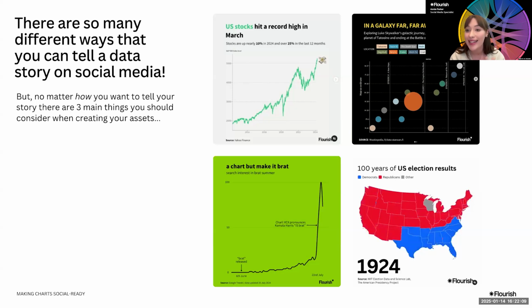But as I said, there are many different ways you can tell a story on social media. So here in the top left, we've got a story about the stock market where I used the color of green to add some money connotations. Also used a little bit of imagery there with a little money emoji to help tell the story.